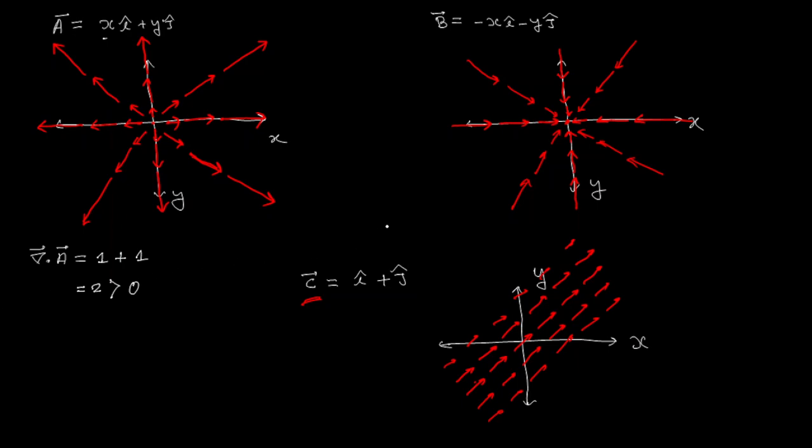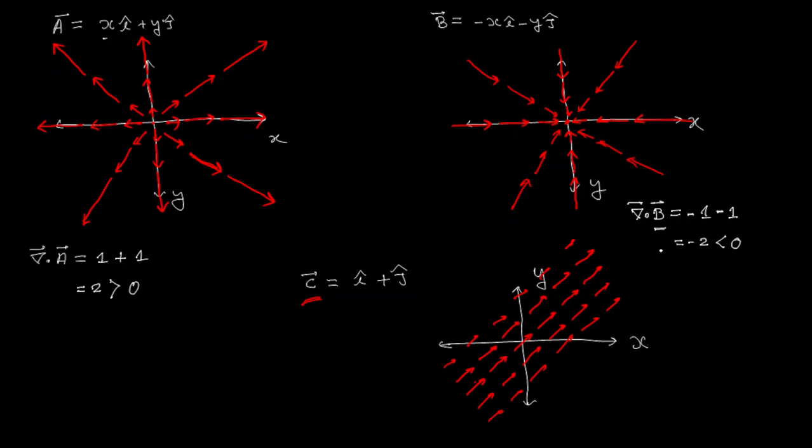Okay. And when you take the divergence of this second vector, divergence of B, in this case the x component of B is minus x and the y component of B is minus y. So first we have to differentiate the x component of B with respect to x, that will give you minus 1, and then the y component of B with respect to y, which is minus y, will also give you minus 1. So in this case it will be minus 2, which is less than 0.